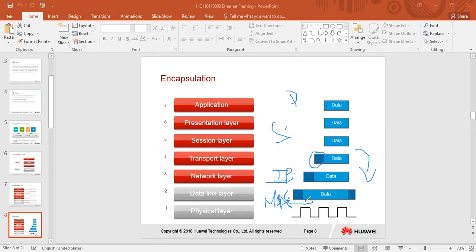The last layer is the physical layer, in which the data can be transmitted in the form of electrical signals or in the form of bits. At the physical layer, the data is in the form of bits. At the data link layer, the data is in the form of frames. At the network layer, the data is converted into the form of packets.